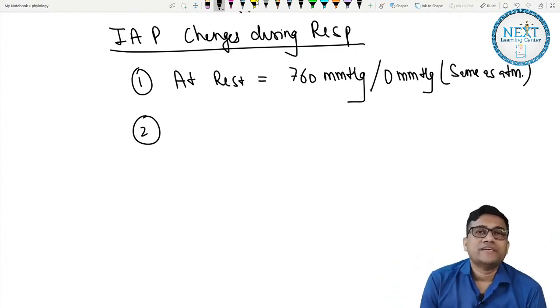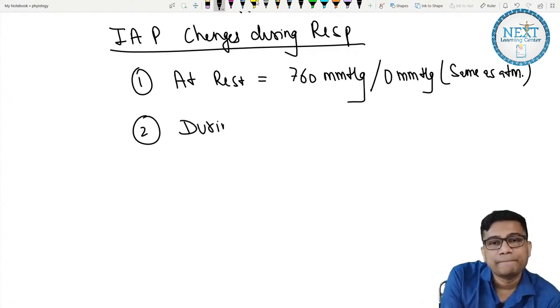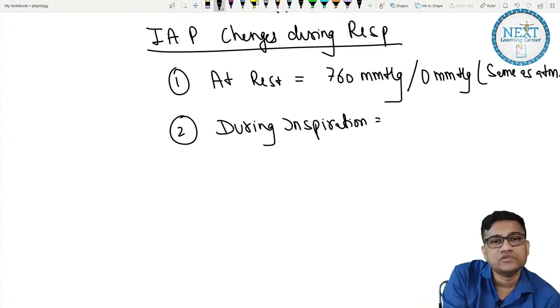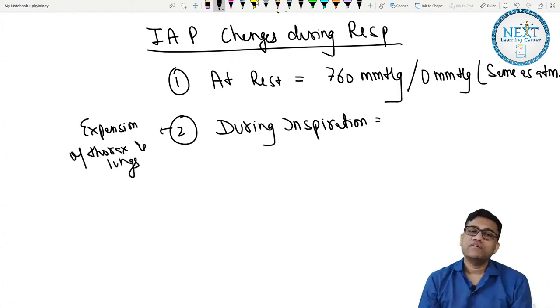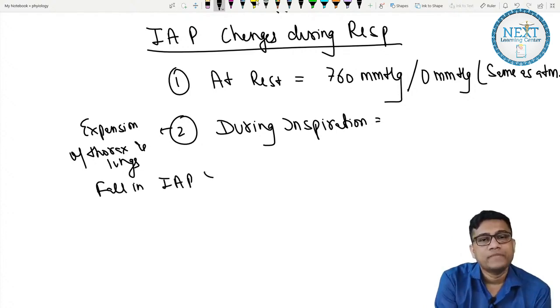Now, as I told you, what will happen to this during respiration, that is, inspiration and expiration? Let me explain what happens. In inspiration, the pressure is going to change. Let me write inspiration. During inspiration, it falls. Why? Because of expansion of the thorax and lungs. So there is a fall in the IAP and it becomes less than 0, negative.